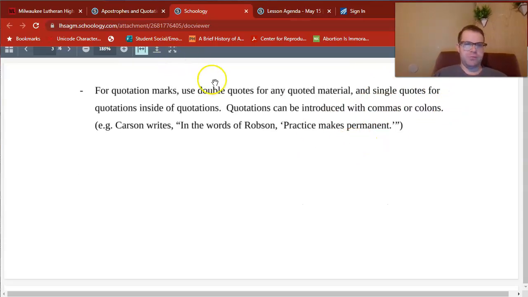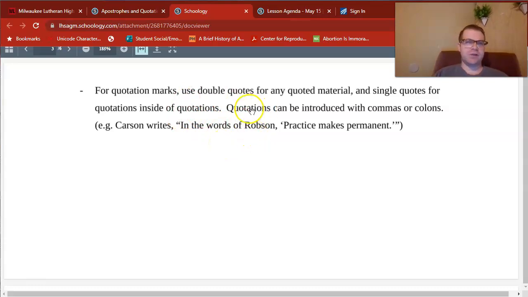Looks like we just have one little point to talk about: quotation marks. The thing to remember is that we use double quotes for any quoted material. Really, the main use of quotation marks is to direct quote anything that you want to represent from another speaker. We do have to remember to use single quotes for quotes inside of quotes. I know this word quotation shows up a ton here.